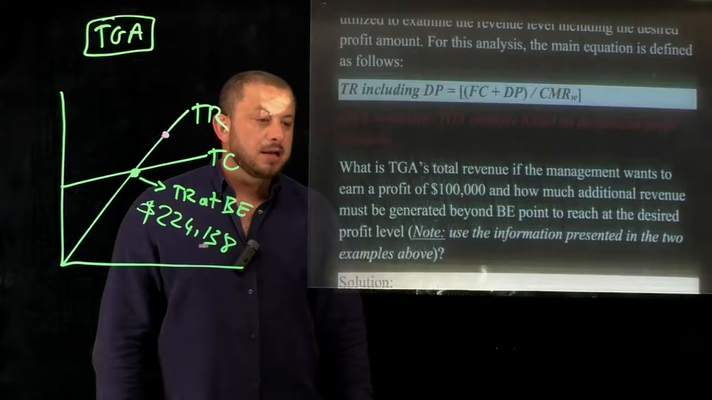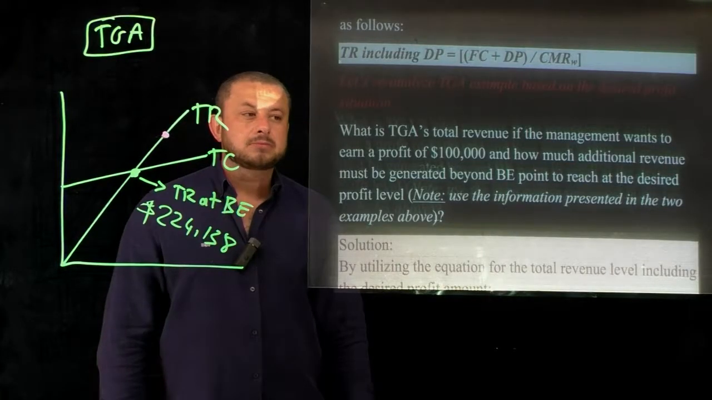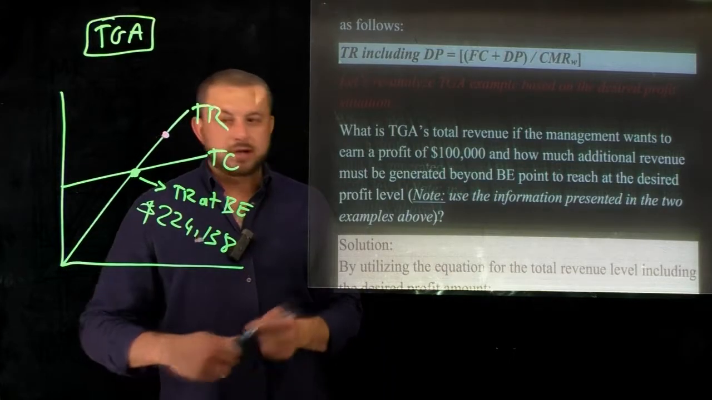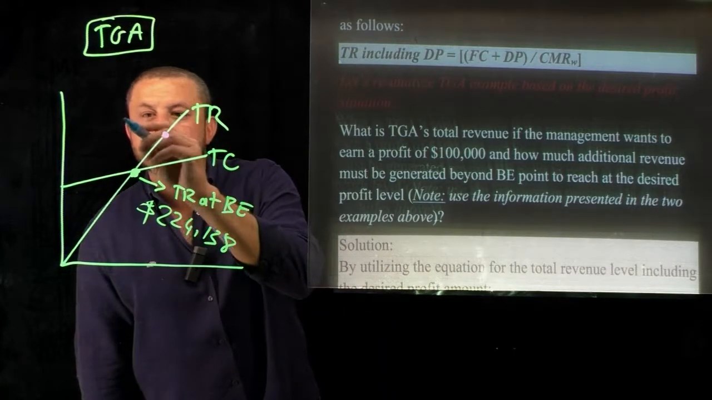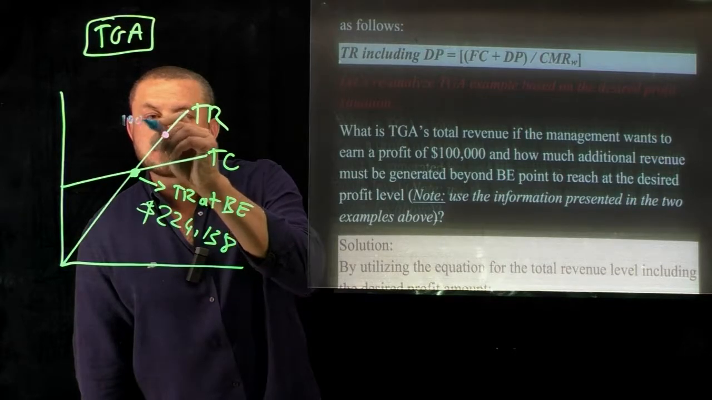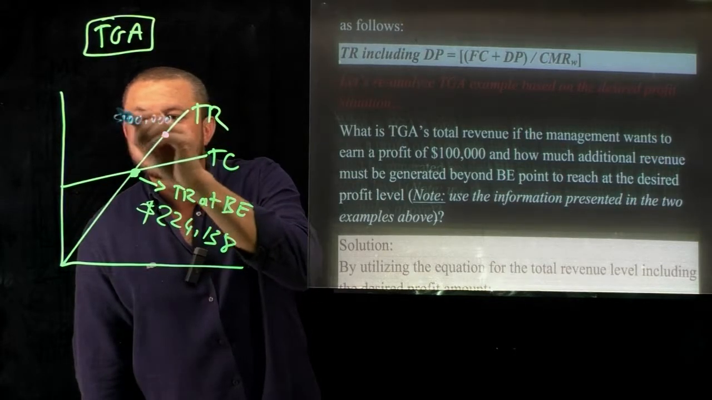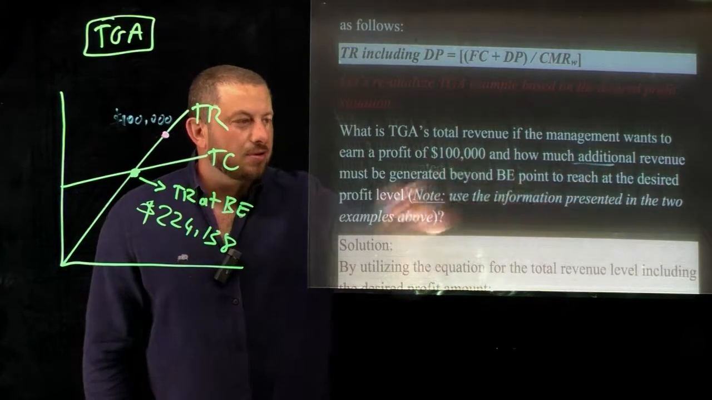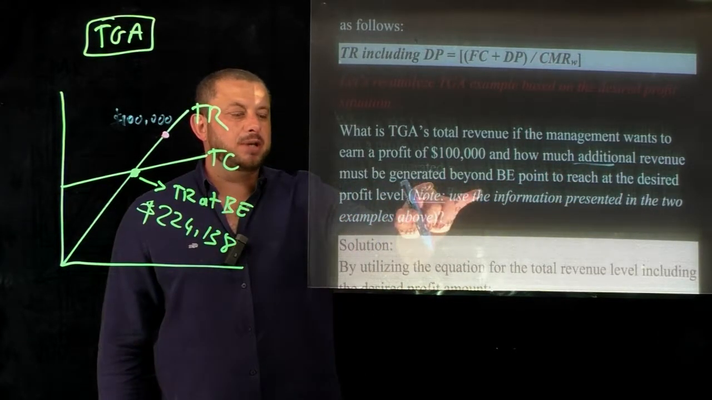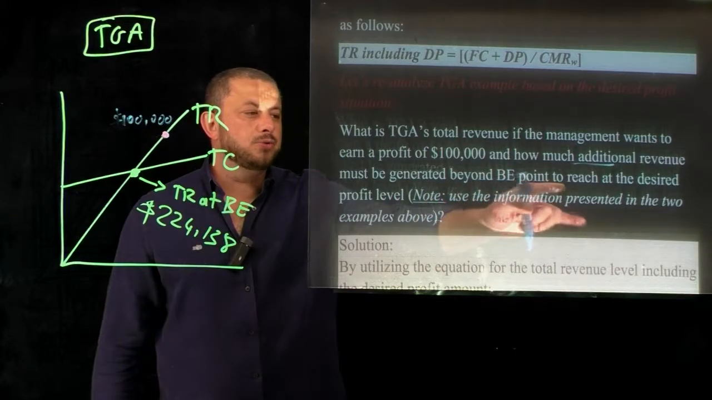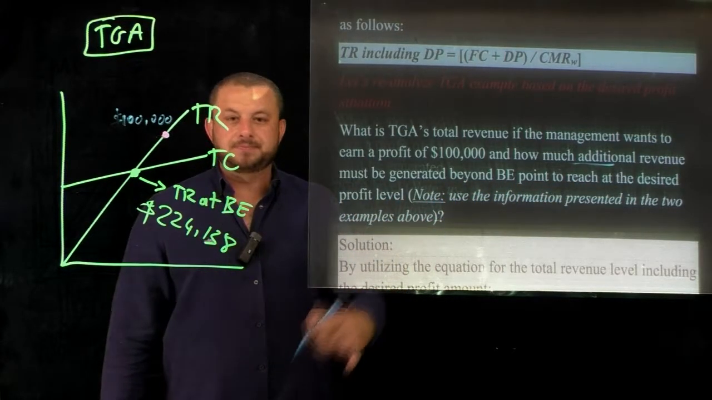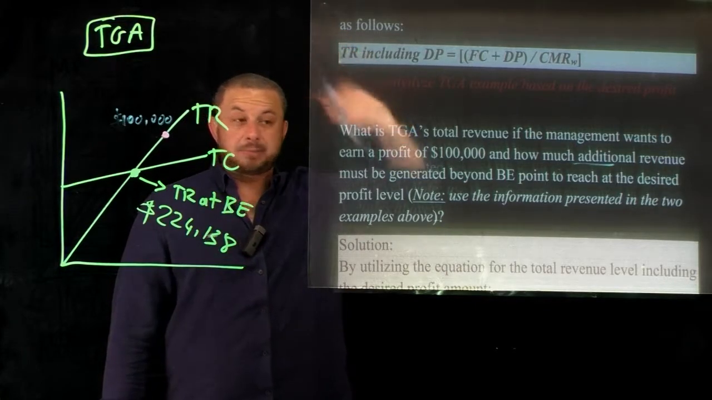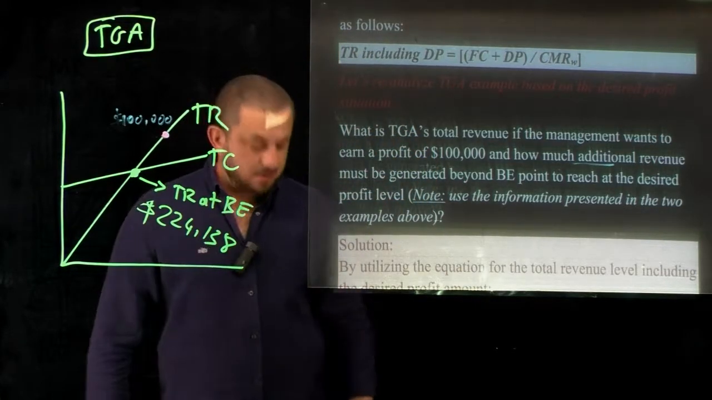This is our equation, and take a look at this question. The management of TGA wants to generate $100,000 profit. It's doable. How much additional revenue, look at the keyword, must be generated beyond the break-even point to reach the desired profit level? We're going to utilize information from the previous TGA examples.